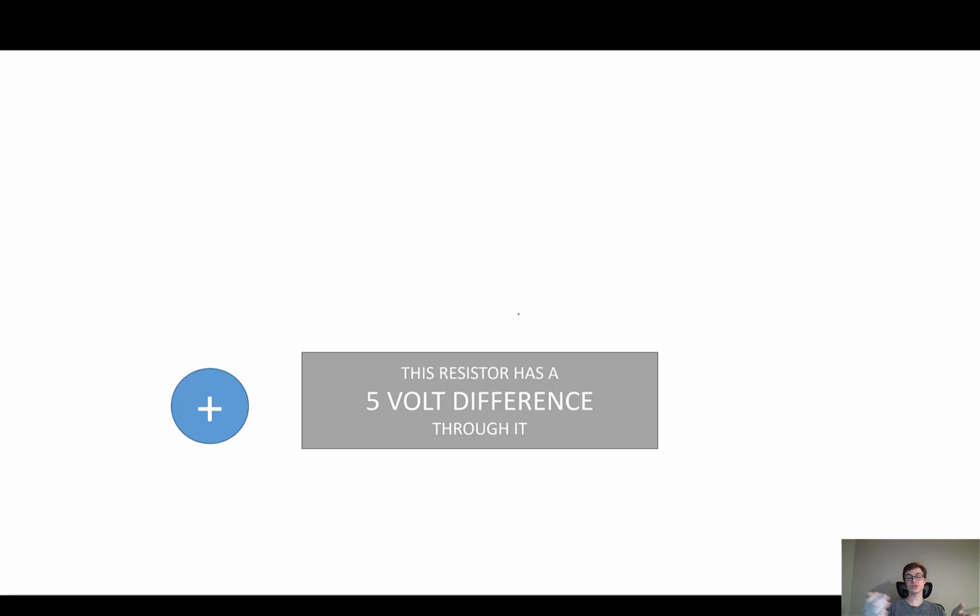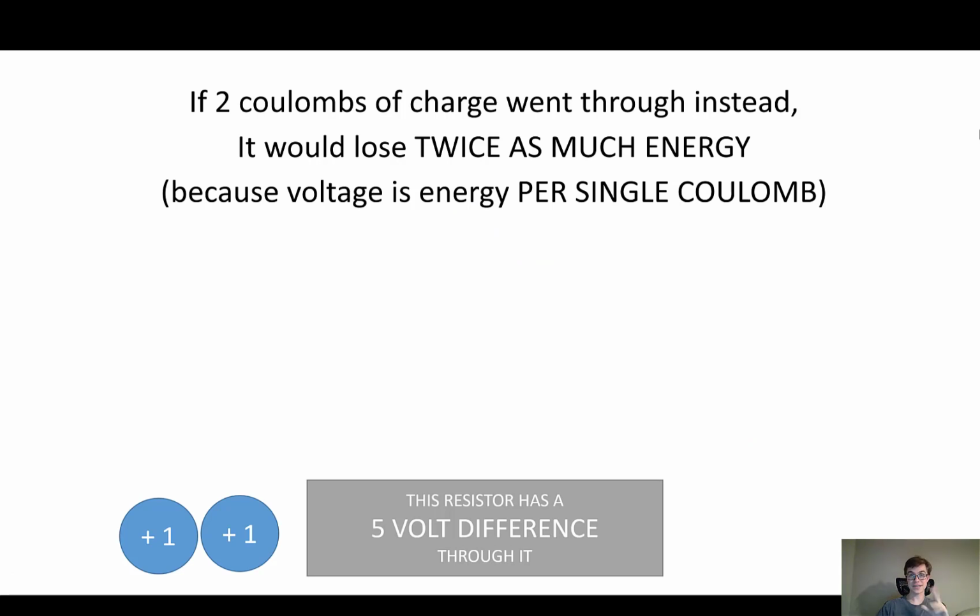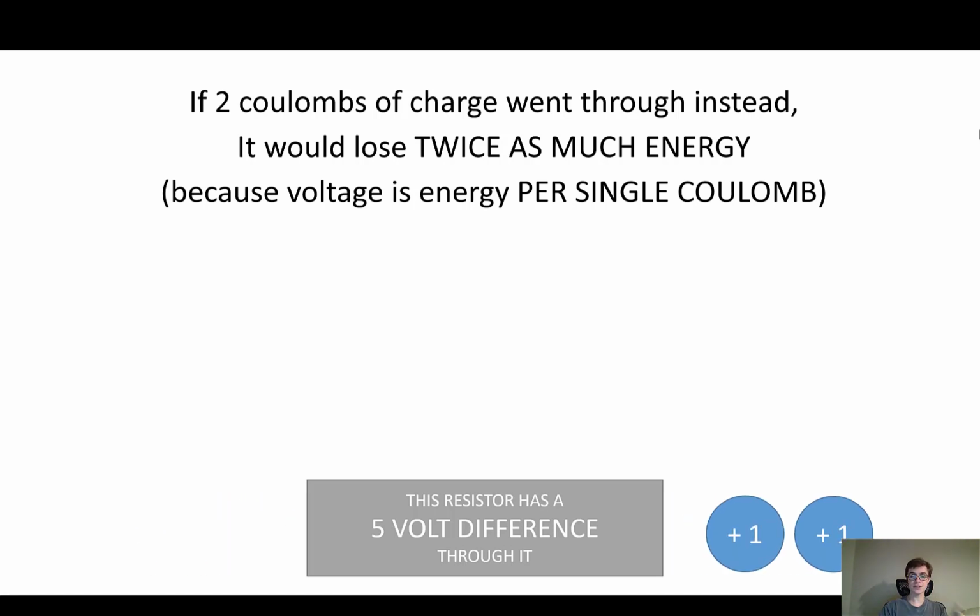Let's say that I have an electrical charge moving through a resistor. The charge has some energy because it has some voltage, and when it moves through the resistor to the other side, it's going to lose some energy. This specific resistor, which is a 5 volt resistor, will cause 5 joules of energy to leave this charge when it moves through. Now if I had this same resistor, this 5 volt difference, and I put 2 coulombs of charge through, what would happen is every single one would lose 5 volts. So for this resistor that has a 5 volt difference, every single charge loses 5 volts. So I had 2 charges, so I lost 10 joules of energy.